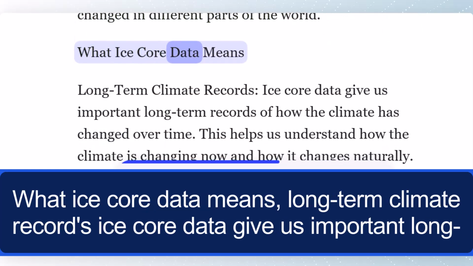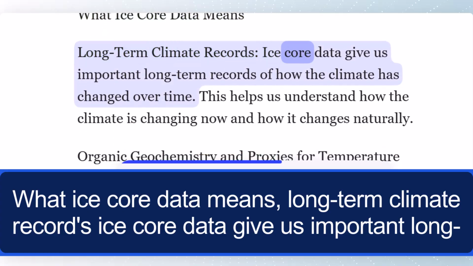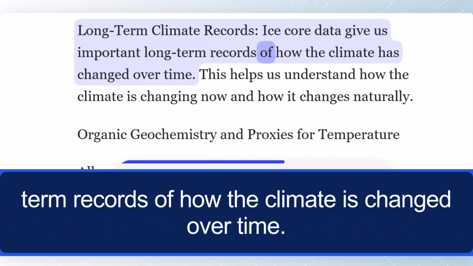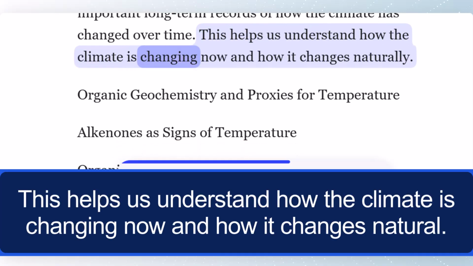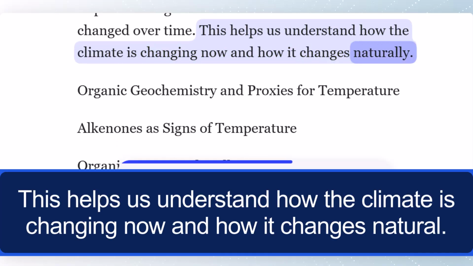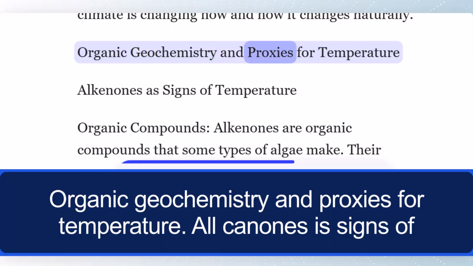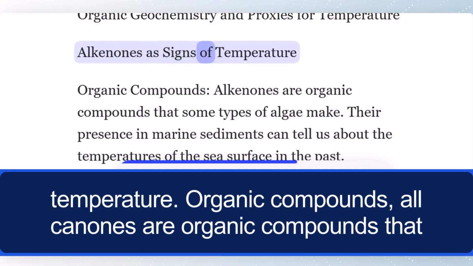What ice core data means. Long-term climate records. Ice core data give us important long-term records of how the climate has changed over time. This helps us understand how the climate is changing now and how it changes naturally. Organic geochemistry and proxies for temperature. Alkanones as signs of temperature.